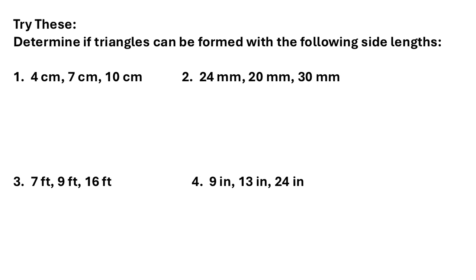Let's look here. Determine if the triangles can be formed. They gave us 3 lengths. 4 centimeters, 7 centimeters, 10 centimeters. I want the 2 small sides first. Which 2 are the smallest?